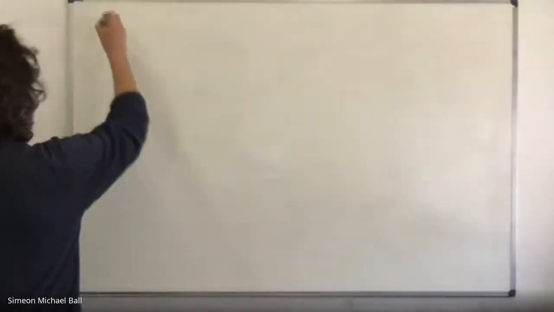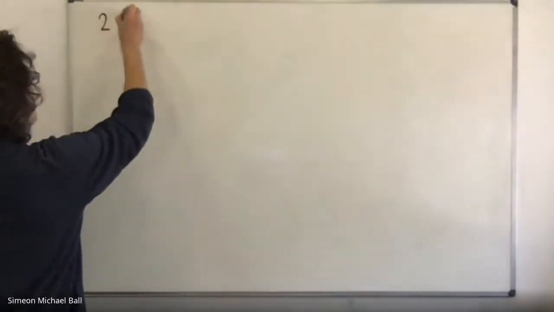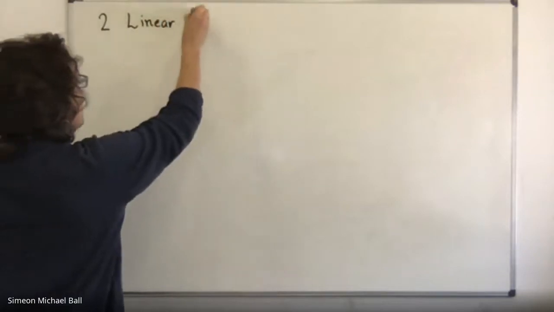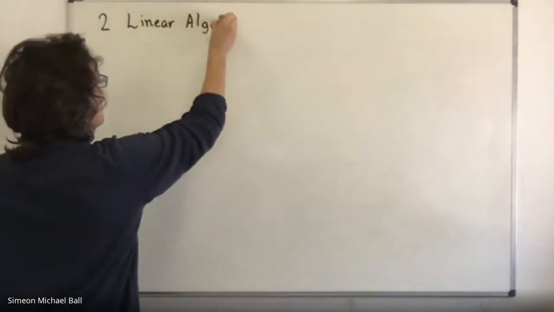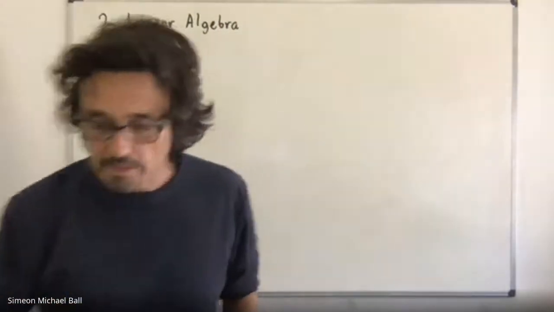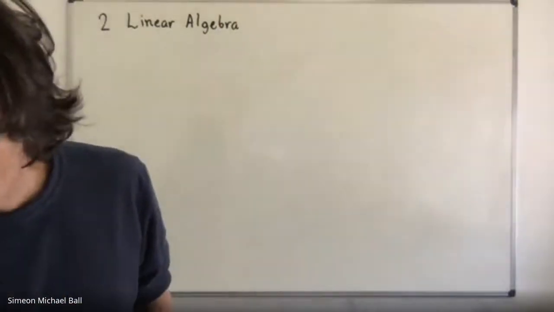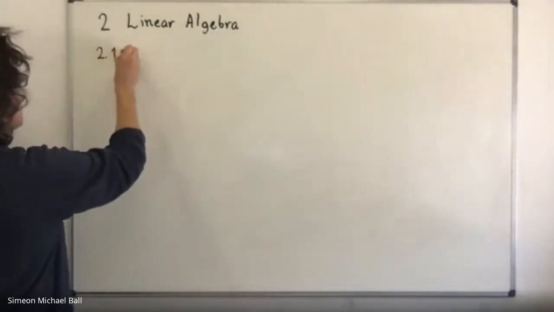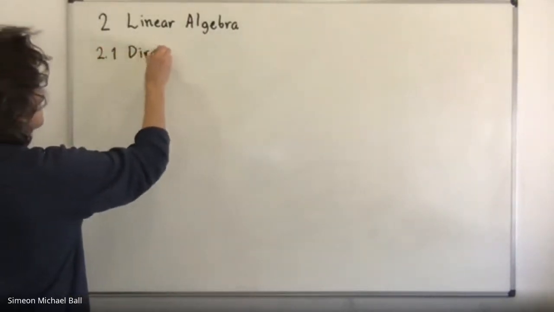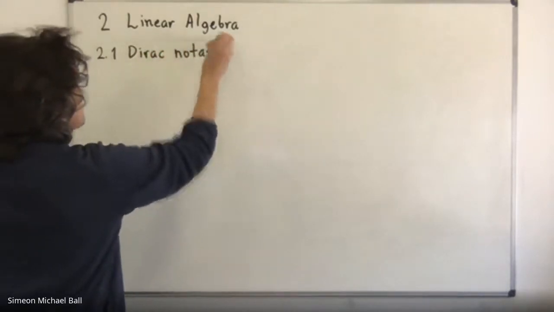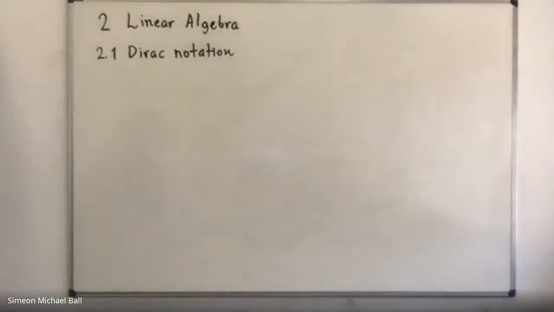The second theme will be linear algebra, and we are looking at it from the point of view of quantum mechanics. The notation we're going to use is the Dirac notation, which we already saw in the introduction, but just to make sure we know what we're talking about.